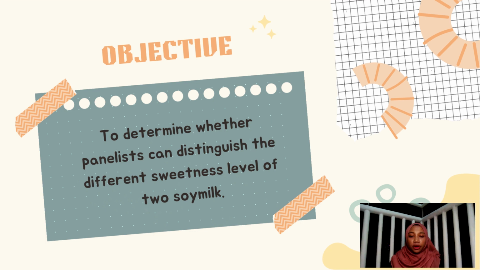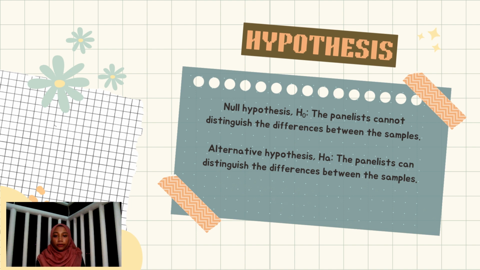The objective of our project is to determine whether the panelists can distinguish the different sweetness levels of two soy milks. We have two hypotheses. First is the null hypothesis, which is that the panelists cannot distinguish the differences between the samples. And second, the alternative hypothesis, which is that the panelists can distinguish the differences between the samples.